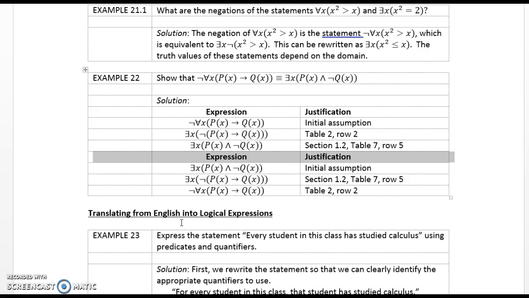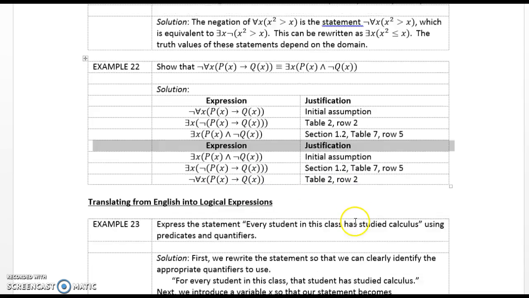Then we proceed to prove the other side. And so we take there exists x, P of x and not Q of x, which is our initial assumption. And we transform the P of x and not Q of x to not P of x implies Q of x from section 1.2, table 7, row 5. And we finally arrive at the complement of for all x, P of x implies Q of x.